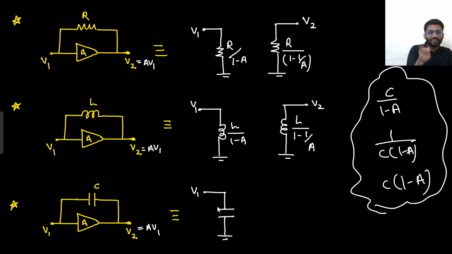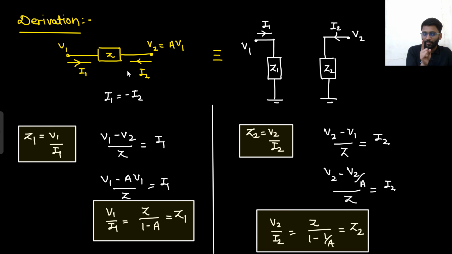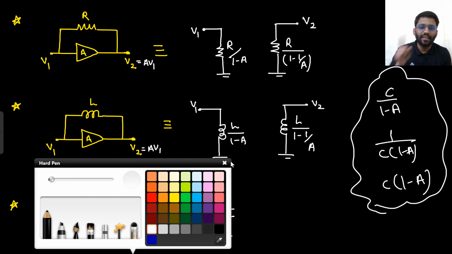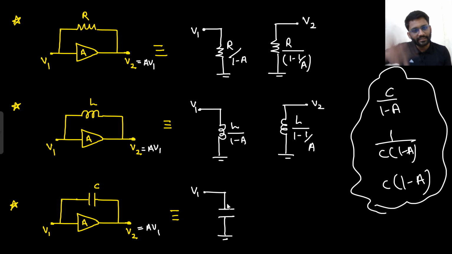Note that you are writing the capacitance, not the impedance. The theorem we proved was for impedance, that your impedance will be Z upon 1 minus A. Right? Here, what was your impedance? What is the impedance provided by a resistance? That is R only. So that would be R upon 1 minus A, R upon 1 minus 1 by A. There is no issue with that.